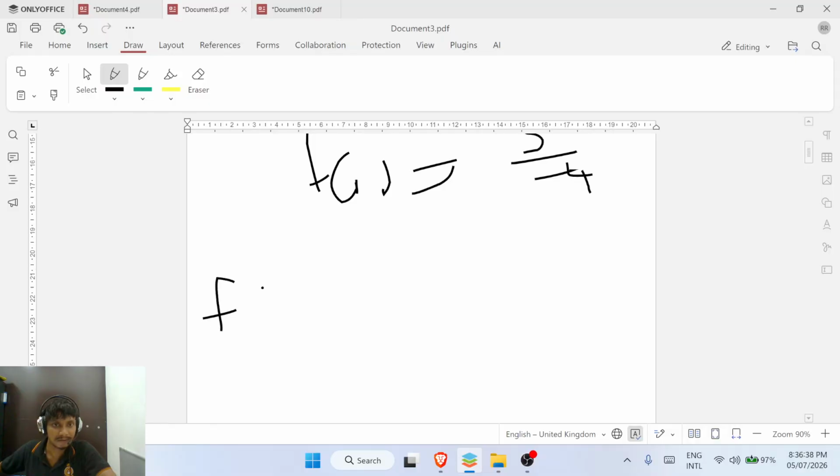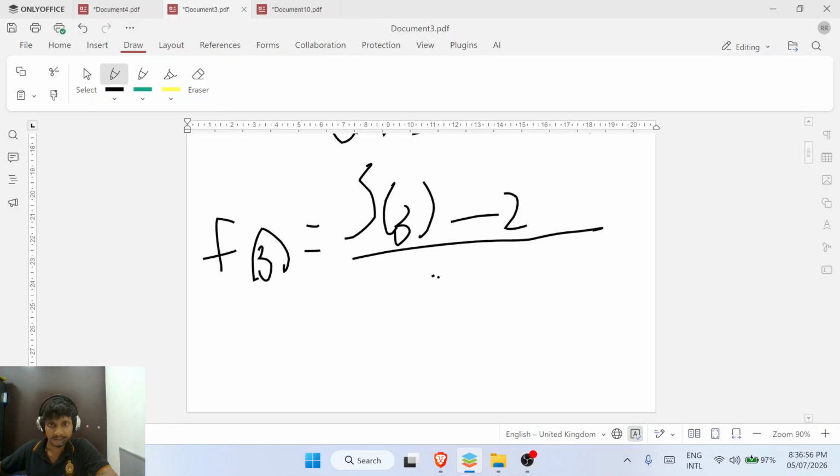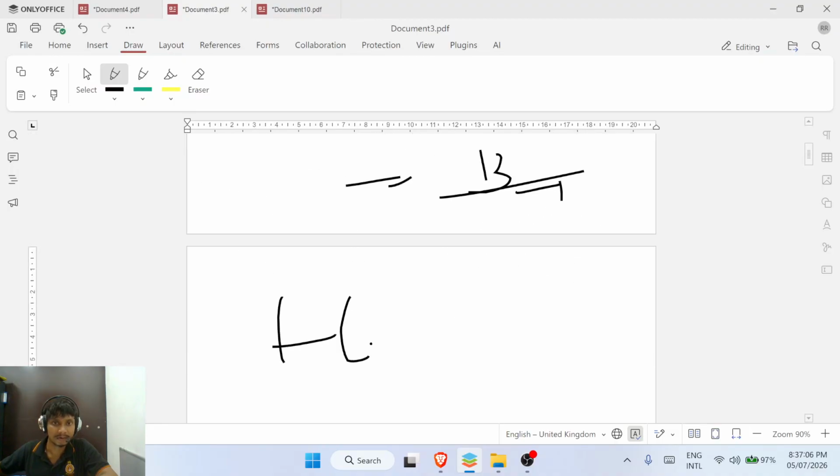For example, some students prove it like this, which is a very wrong method. They say f of 3 is equal to (5 into 3 minus 2) divided by (3 minus 4). Therefore, 5 into 3 is 15, minus 2 is 13, and 3 minus 4 is minus 1. Therefore, f of 3 is equal to minus 13.